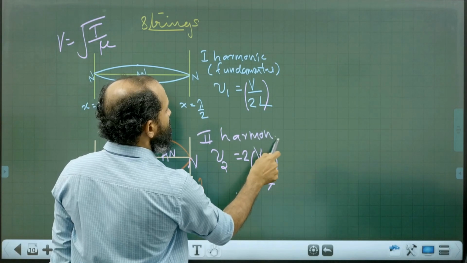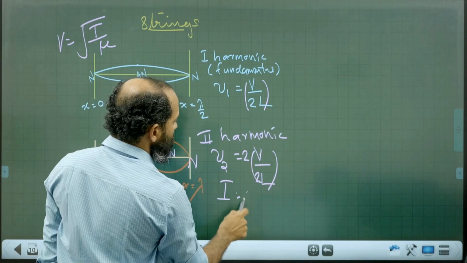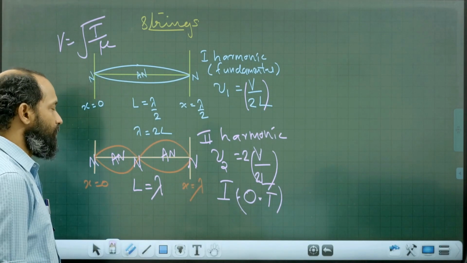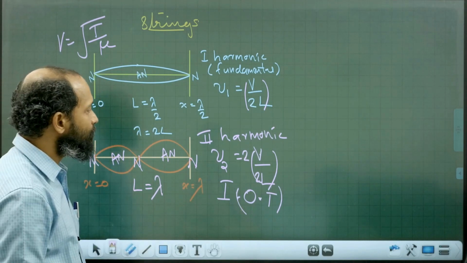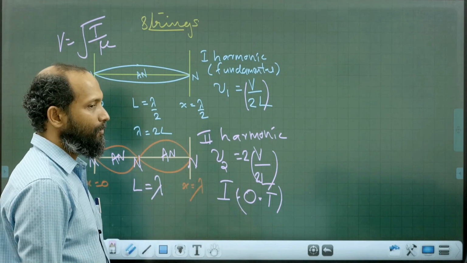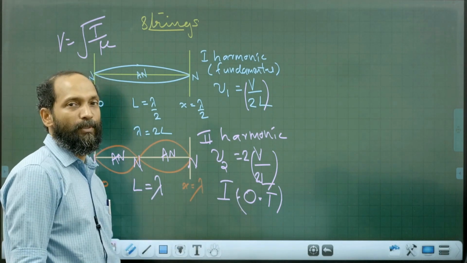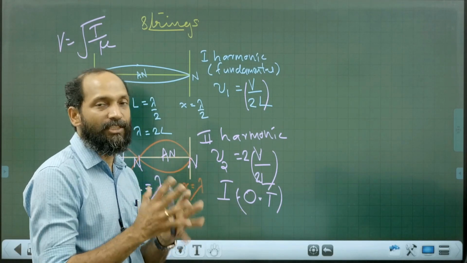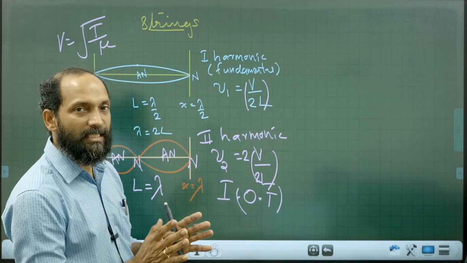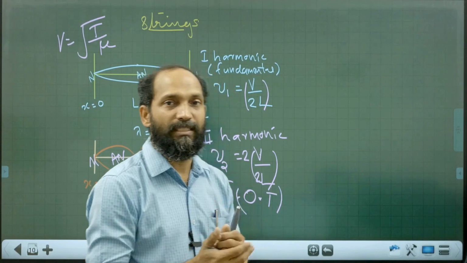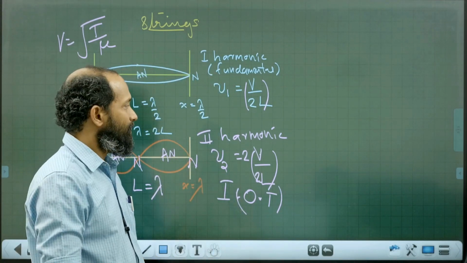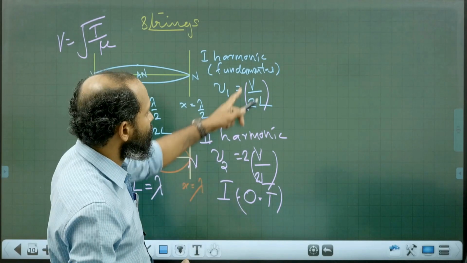Second harmonic is also called the first overtone. So the first overtone is the second harmonic. Now the third harmonic is going to be 3V by 2L, fourth harmonic 4V by 2L. That is, each of these frequencies are certain characteristic values. You cannot notice any other frequencies in between. So frequencies get repeated in steps, integer multiples of V by 2L.